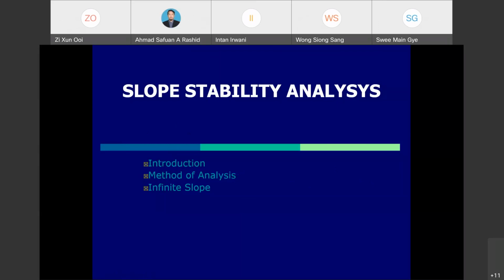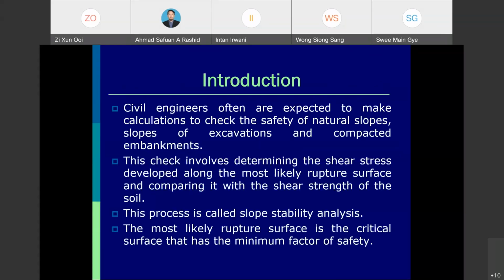Okay, we continue on the second topic, on the infinite slope, where we discuss how to determine the factor of safety on the infinite slope structure. So this is just a recap of the previous discussion.